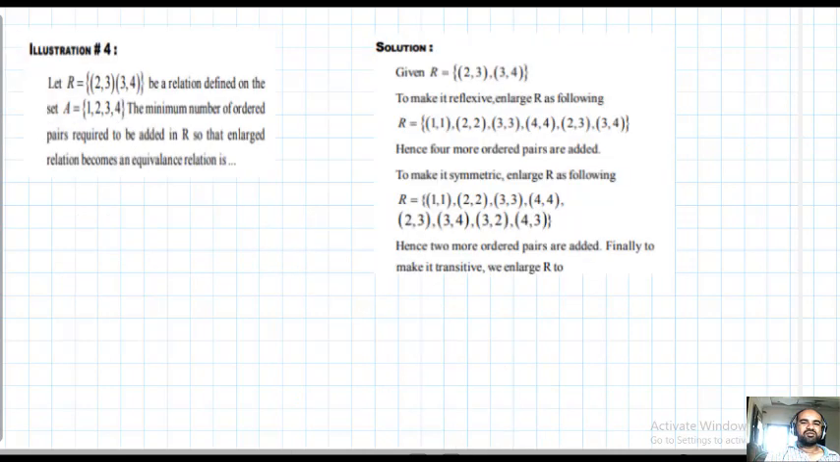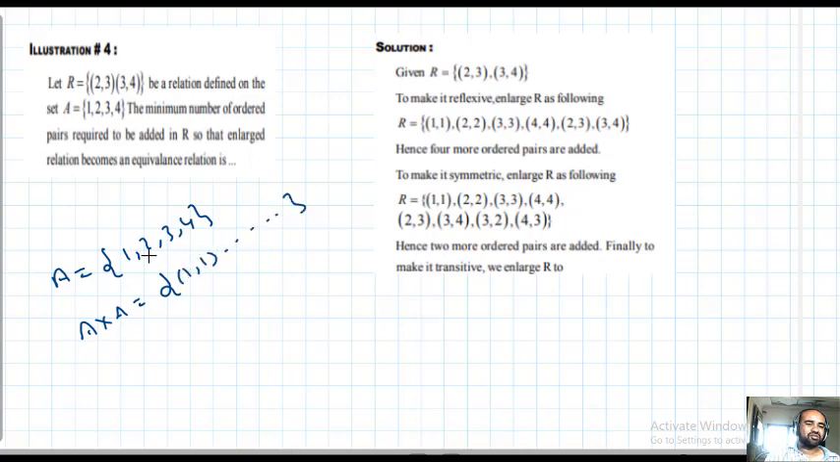Some example problems are given here. Important example, observe all of you. A equal to {1, 2, 3, 4}. A cross A, you can write (1,1) like that. 4 elements, so 4 times 4, 16 elements should be in A cross A. From A cross A, some elements are taken. Our relation R is given as (2,3) and (3,4).